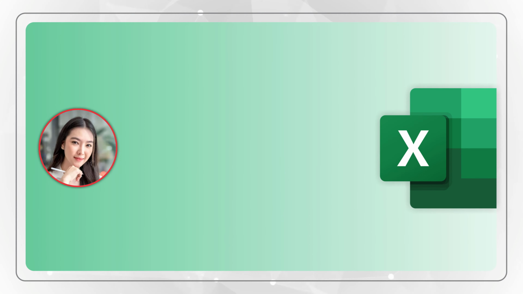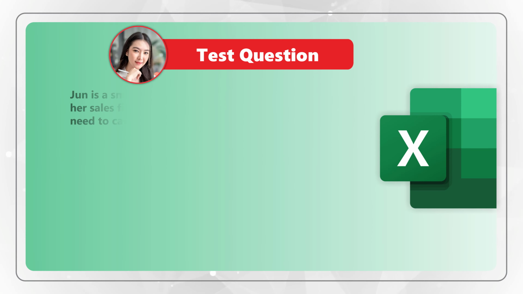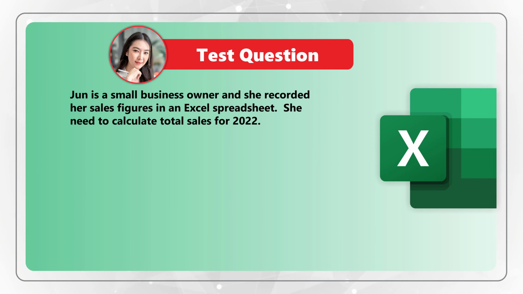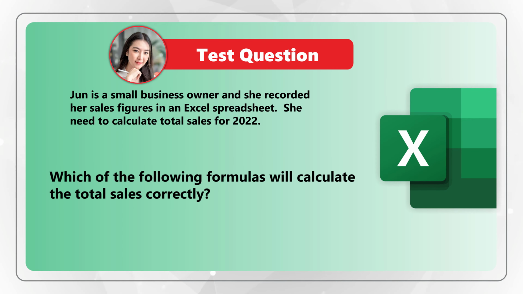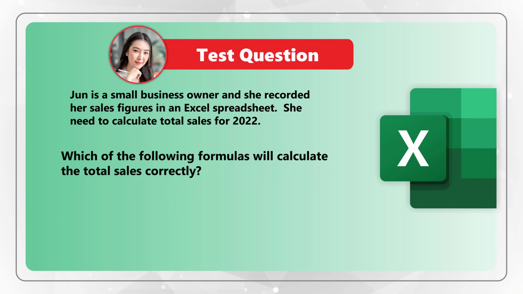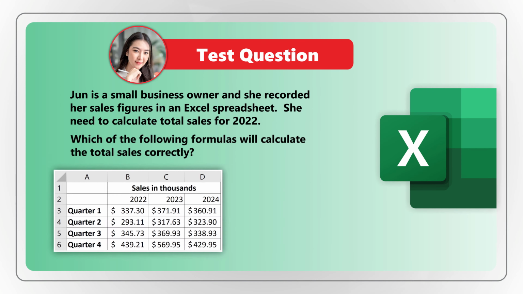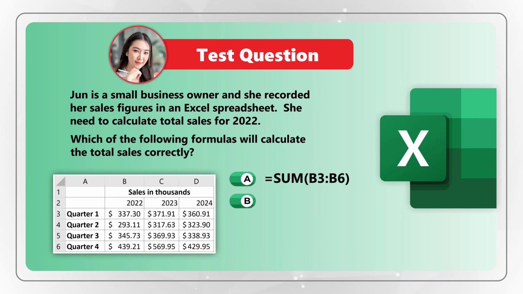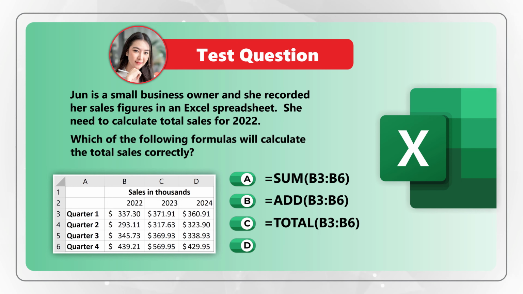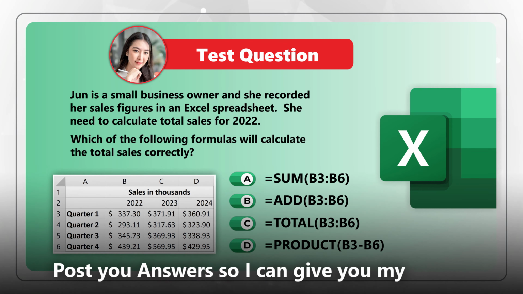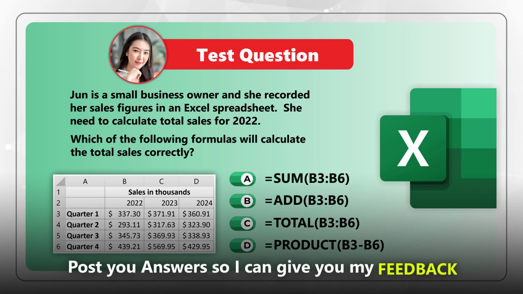June is a small business owner, and she recorded her sales figures in an Excel spreadsheet. She needs to calculate total sales for 2022. Which of the following formulas will calculate the sales correctly? You're presented with the dataset and 4 different choices. Formulas are SUM, ADD, TOTAL, and PRODUCT, and they point to the range B3 through B6. Take a close look to see if you can answer the business question. And once ready, make sure to post your answer in comments so I can give you my feedback.